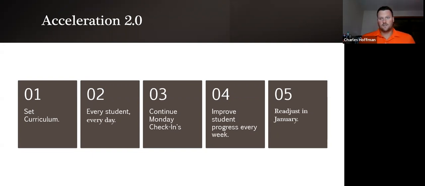Those are my suggestions. The first 4 I am certainly going to do in my classroom for this class period, and I want to see how that data improves. The 5th suggestion for Acceleration 2.0 is just that campus-wide, and we'll see how that works.